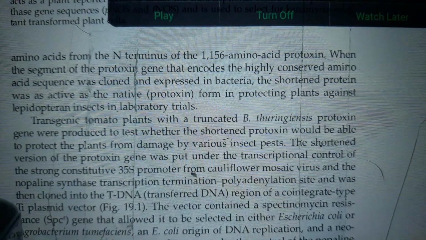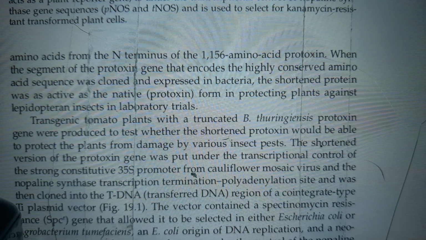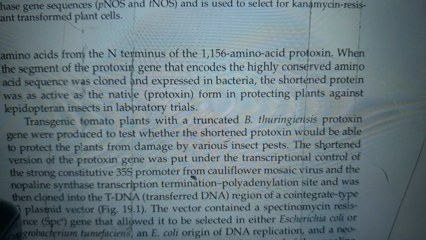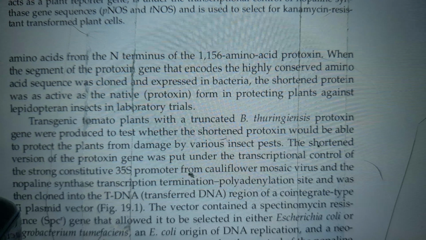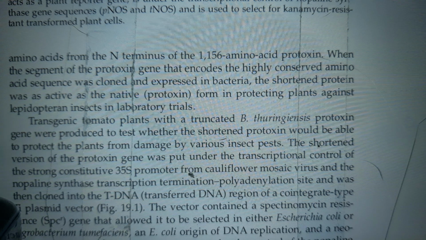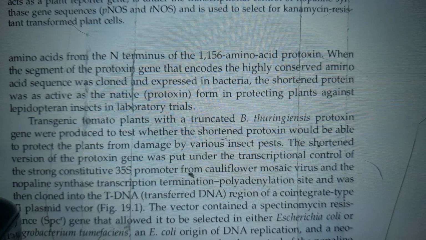from the N-terminus of the 1156 amino acid protoxin, or the segment of the protoxin gene that encodes the highly conserved amino acid sequence was cloned and expressed in bacteria. The shortened protein was as active as the native protoxin form in protecting plants against lepidopteran insects in laboratory trials.